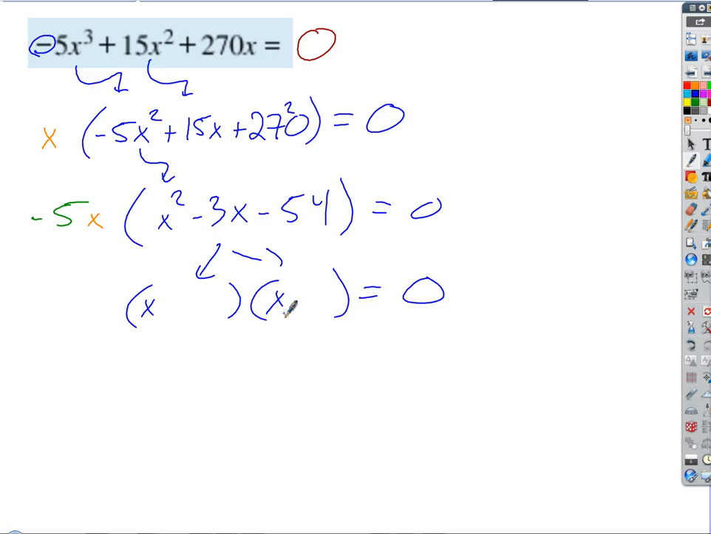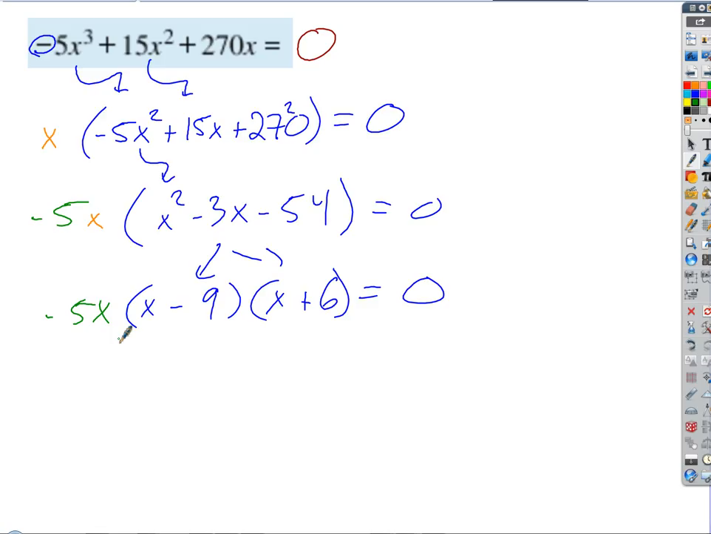Okay, negative and positive. And if they're going to add to the negative, then which one must have been bigger? The negative would have been. So it's negative 9 and positive 6. There you go. So negative 9 and positive 6. And then out front, we've got our negative 5x, right? So now we've got it broken apart all the way.